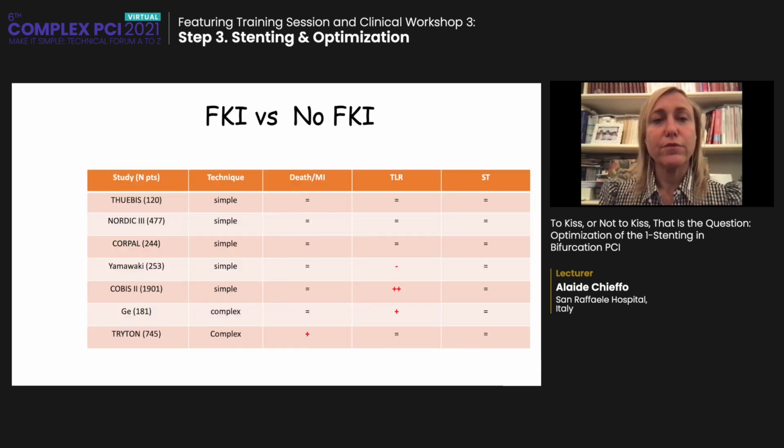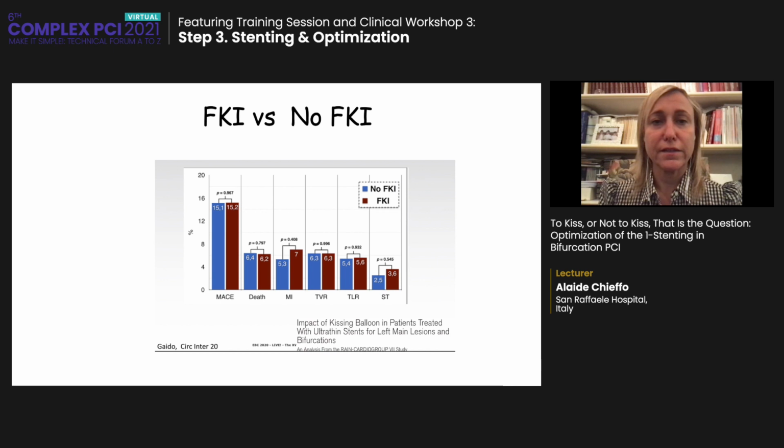In this table, different studies evaluating kissing versus not kissing are reported. No significant difference. The only study that showed a trend toward an improvement in outcomes with kissing balloon inflation was again a COBIS-2 sub-analysis. This is a sub-analysis from the RAIN registry. It was evaluating bifurcations in the left main, and in this specific sub-analysis there was no impact of final kissing balloon inflation versus non-final kissing balloon inflation on the occurrence of major adverse cardiac events or stent thrombosis.